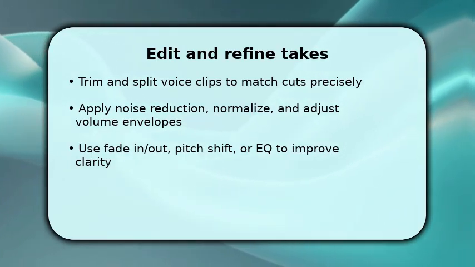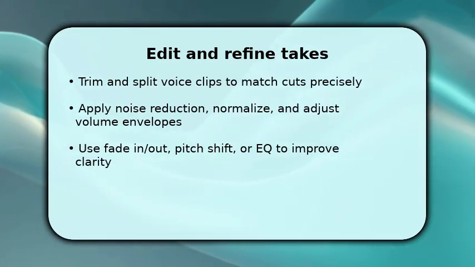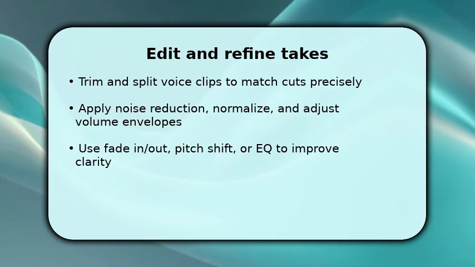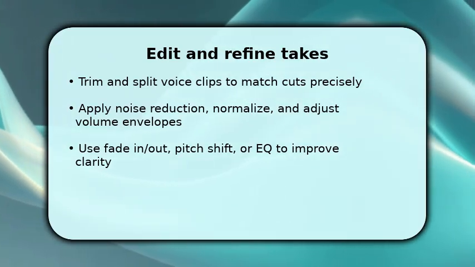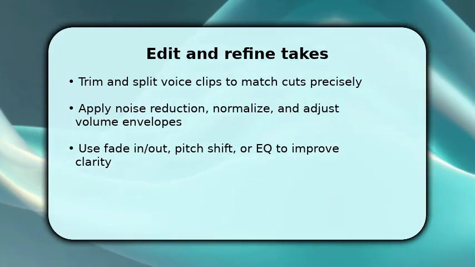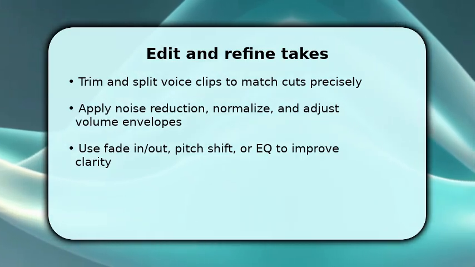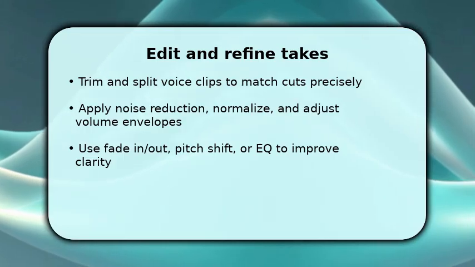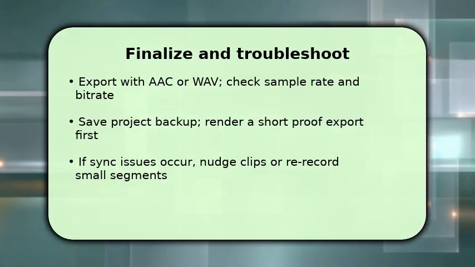Apply noise reduction to remove room hiss, then normalize so levels sit consistently under music or effects. Use volume envelopes to duck music under speech. This keeps intelligibility. If a line feels nasally or distant, try a subtle EQ or small pitch shift. Make several short passes. To finish, export a short proof clip first so you can confirm sync and codecs.